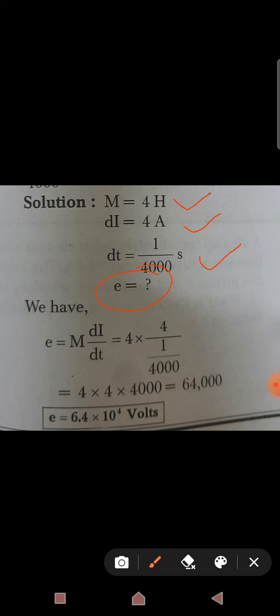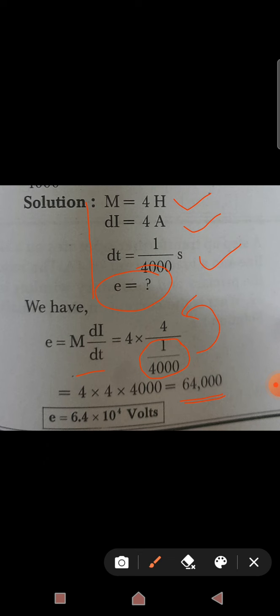So all the values are given. What is the value of M? 4. What is the value of dI? 4. What is the value of dt? 1/4000. Now this 1/4000, when it goes to the numerator, becomes 4000/1, right? So finally we can write 4 multiplied by 4 multiplied by 4000, and if we do the multiplication, we get 64,000.